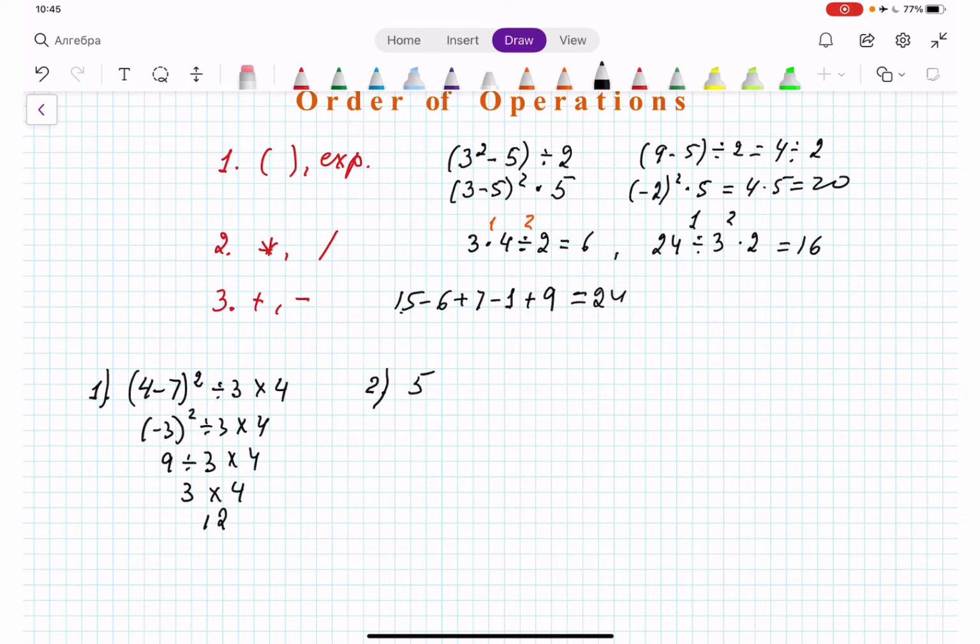Five plus 3 times 7 plus 1 minus 8. Okay, 7 plus 1 is 8, right? Minus 8. So this is going to be 5 plus 3 times 0, right? And it's going to be 0, and the answer is going to be 5.